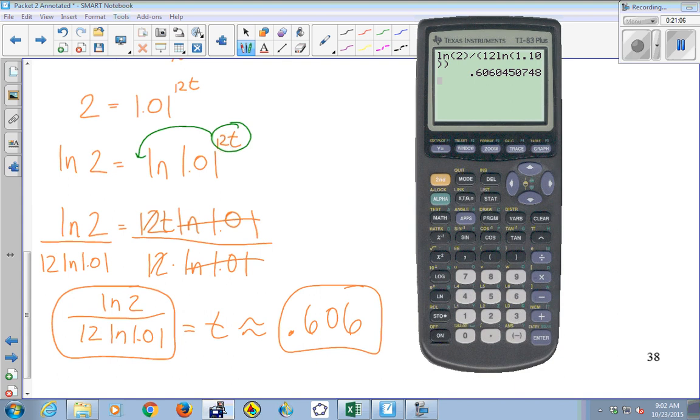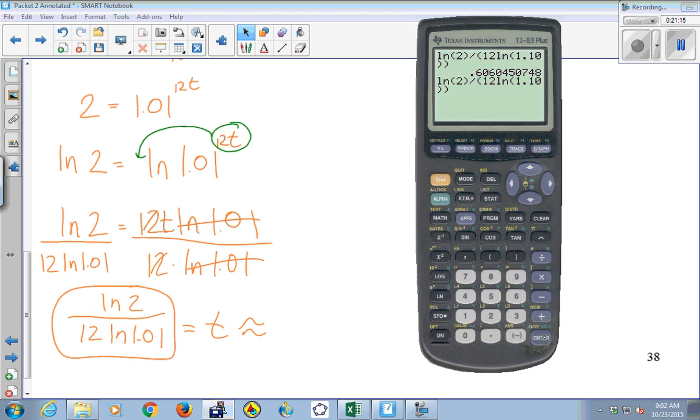Oh, look at that. Sorry. Here's another handy graphing calculator trick. If you press second, enter, the thing you just typed comes back up. And then you can just edit it. About 5.8.